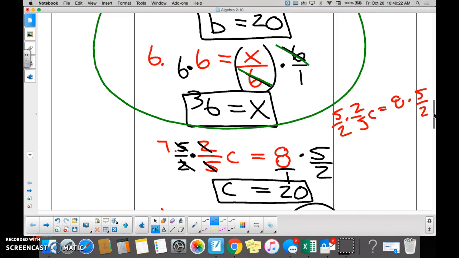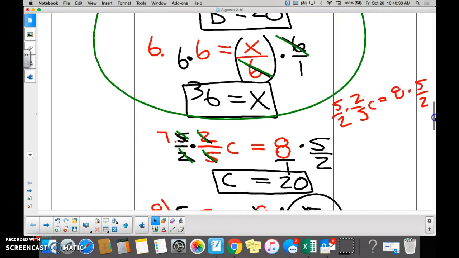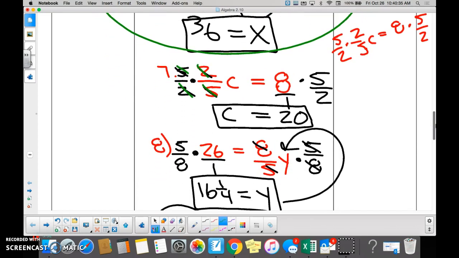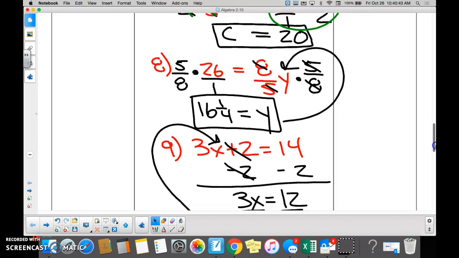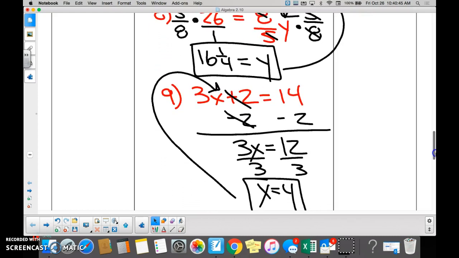Yes, no? Yes. Okay. When we did that, our 5's cancel each other out because they're in the numerator and denominator. Our 2's cancel each other out. They're in the numerator and denominator. You go ahead and do your math. 40 over 2 simplifies to, because this is 40 over 2, right? Simplifies to the number 20. Number 8 is an exact replica of that problem. Number 9 is a multi-step problem.